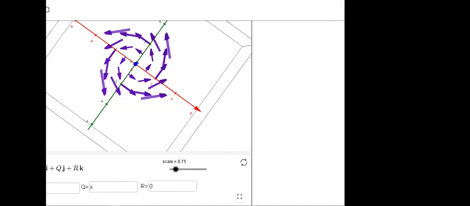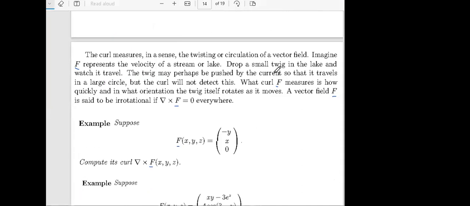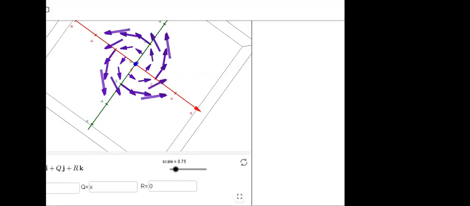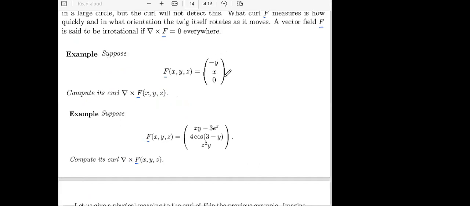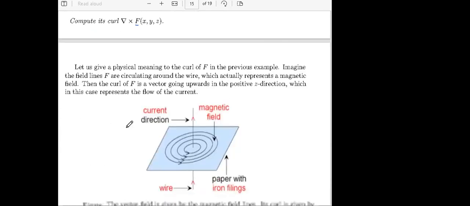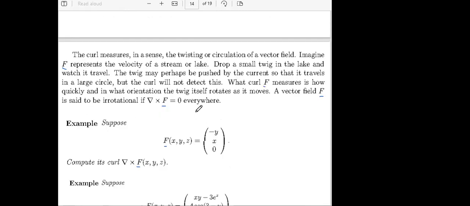Right, let's carry on. Look at this, here is the same circular vector field. Minus y, the second component is x, and the z component is 0. Same thing. Okay, so what is the curl of this vector field? Compute that. You can compute this, right? It doesn't take long to compute that.